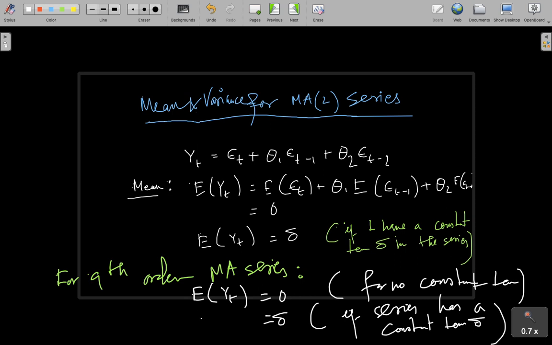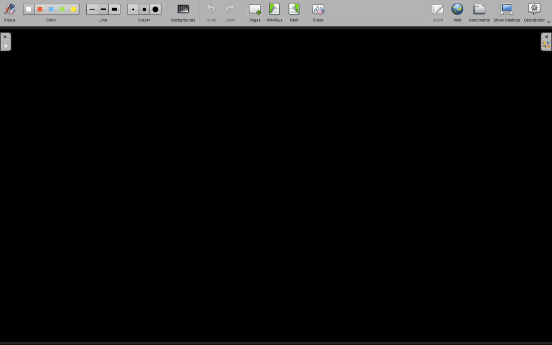Now we'll look into the variance of the MA series. Again, simply we'll take expectation. It's really simple here actually. Let me write down the equation, the MA2 series first. Y_t equal to epsilon_t plus theta_1 epsilon_{t-1} plus theta_2 epsilon_{t-2}.